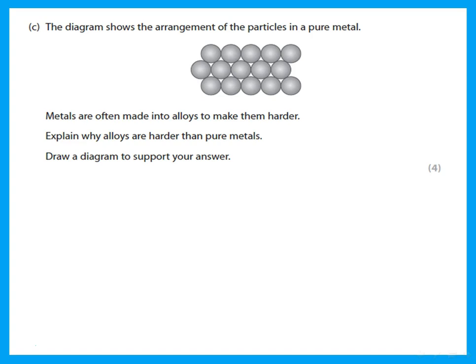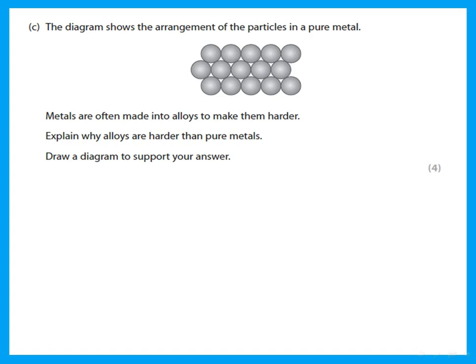Then he says the diagram shows the arrangement of particles in a pure metal. You know that a metal is solid, that means it is regular rows. And we said if I'm going to talk about the structure, it is regular rows of positive ions surrounded by delocalized electrons. Now he's saying metals are often made into alloys. And you should know that alloys are a mixture of metals with other elements. So it can be metals with metals or metals with things like carbon. So that's alloys.